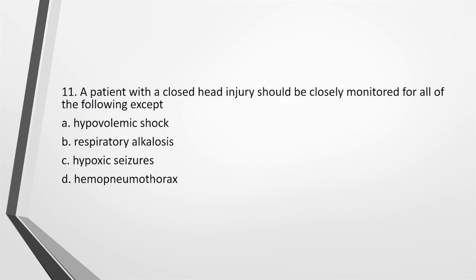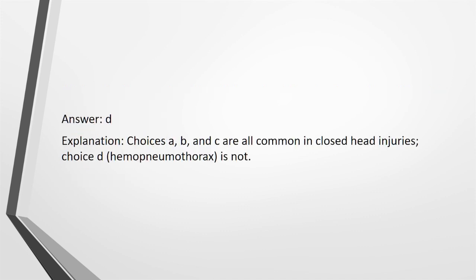11. A patient with a closed head injury should be closely monitored for all of the following except A. Hypovolemic shock, B. Respiratory alkalosis, C. Hypoxic seizures, D. Hemopneumothorax. Answer D. Explanation: choices A, B, and C are all common in closed head injuries. Choice D, hemopneumothorax, is not.